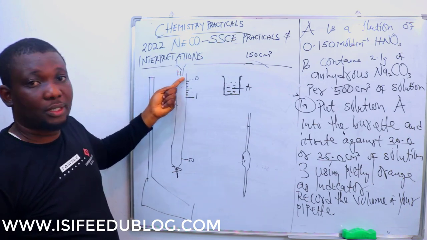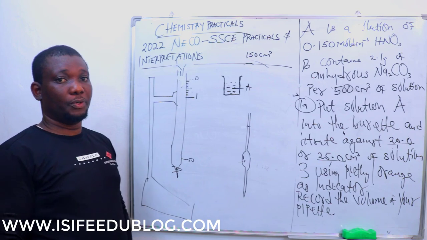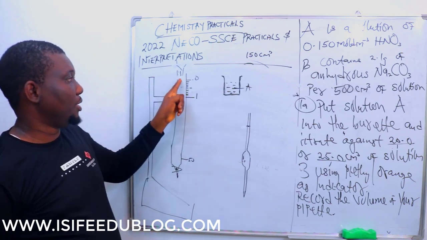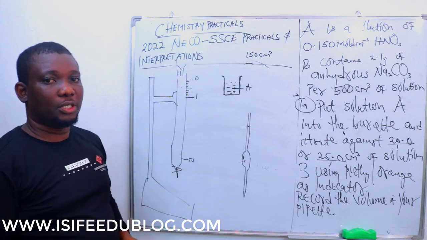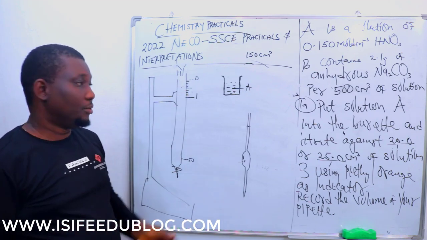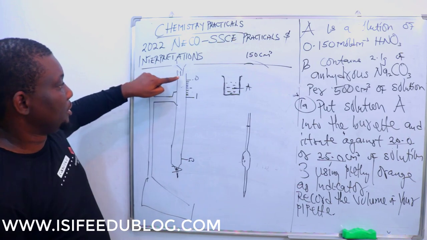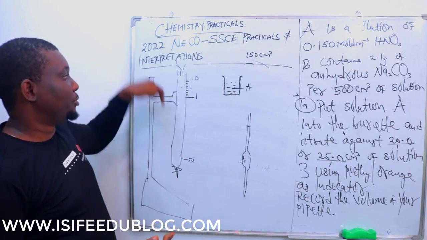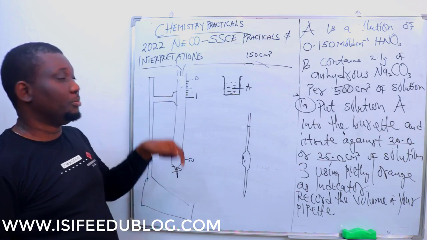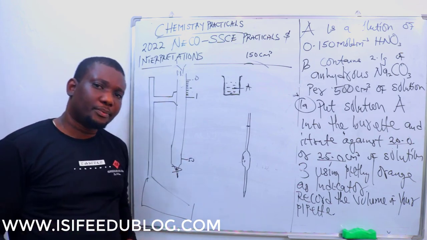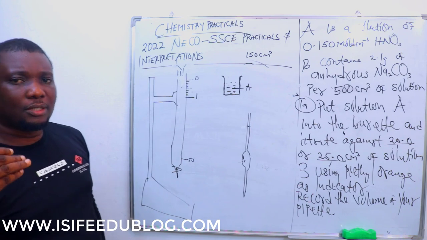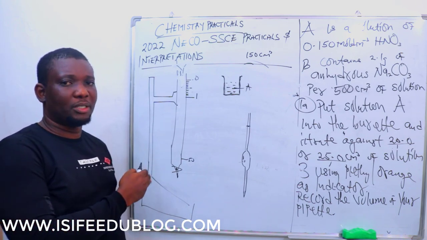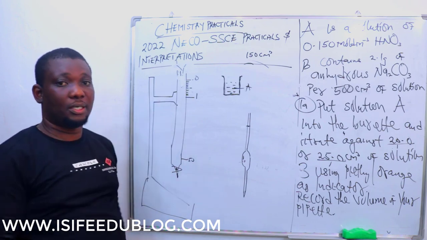Supposing there's a drop of it after you might have taken the initial volume, an extra drop of solution A while you have taken your initial reading. It will affect the result, and that will not be good. That's the reason why you take off the funnel after pouring solution A into the burette. But remember, the accuracy of this experiment depends on the purity of the things you are seeing here.